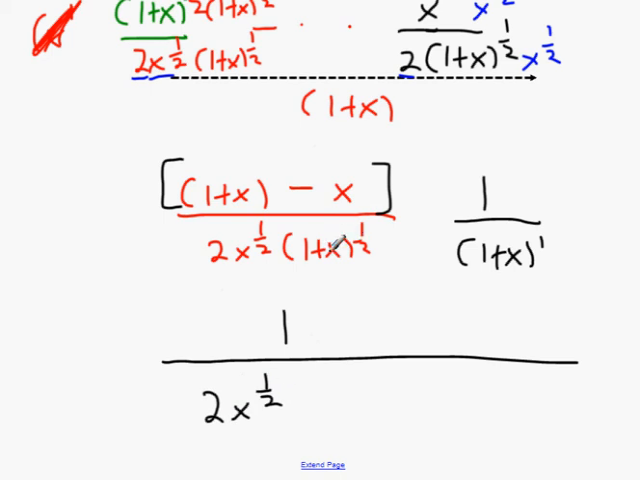Now we have, this one is the same one as that one, isn't it? So it's like a to the power of 1 multiplied by a to the power of a half. What's the answer to that? 3 over 2, or 1 and a half. So this is going to be 1 plus x to the power of 3 over 2.